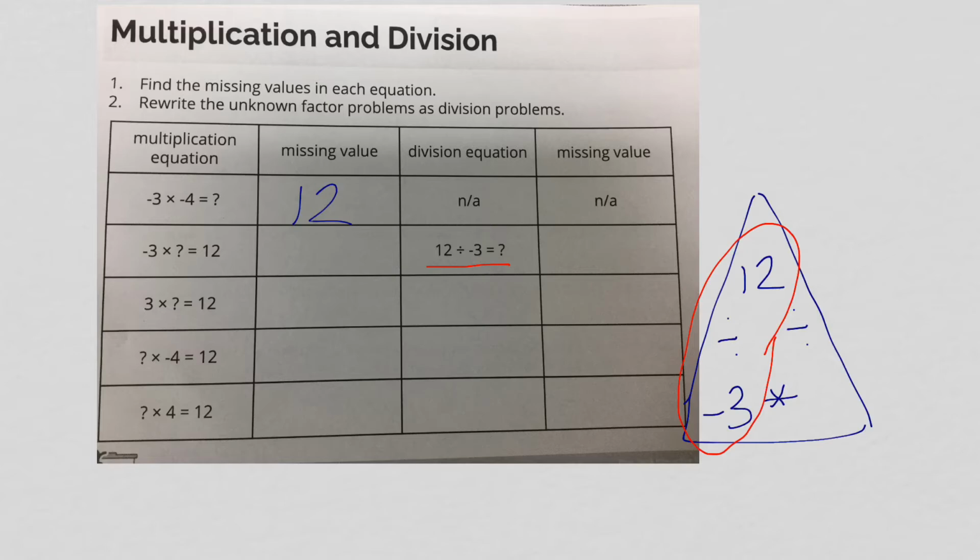Okay, so let's go back to our fact family. You can see that the missing value for the multiplication problem of -3 times a number equals 12 is going to be the same missing value as 12 divided by -3. I'm going to rewrite the equation 12 divided by -3 as the multiplication of a reciprocal that we learned about when we talked about fractions, constant of proportionality, and scale factors. So I can really rewrite this as 12 times -1/3.